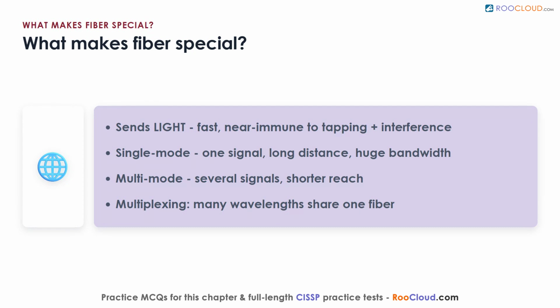Single mode carries 1 light signal down a thin core with low attenuation over long distances and huge bandwidth. Multi-mode carries several signals down a wider core with more attenuation and shorter reach. A multiplexing technology lets many independent data streams share 1 fiber at once, each on a different wavelength of light, multiplying capacity. Picture separate colored laser beams traveling the same glass thread without ever mixing.